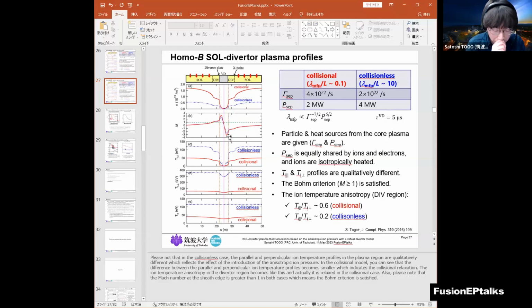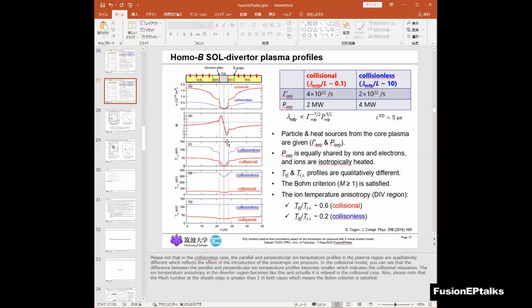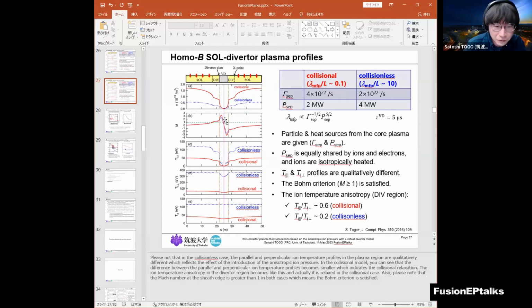a kind of simulated sheath. So this is not a true sheath. Yes. Okay. So it's bigger than the realistic sheath.